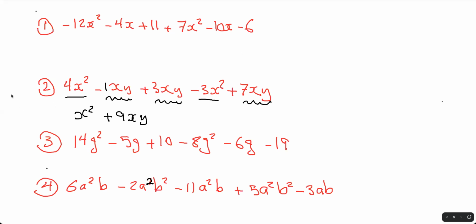So I'm gonna start answering these, and you guys check if you got the right answer, okay? So I'm gonna underline like terms. So this has an x squared, this has an x squared, these are like terms. This has an x and this has an x, so they're like terms. And the constant here, and that's a constant, so they're like terms. -12 plus 7, that's -5x squared. Then I have -4x jump plus, -4x jump, and it's minus 10x. That will give me -14x.